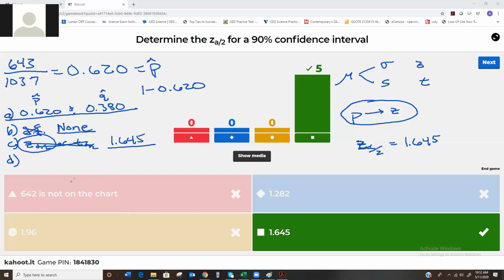So the only time that there's a degree of freedom is if it's going to be a T problem. That's the only time that you do degrees of freedom. Z's are always at the bottom.